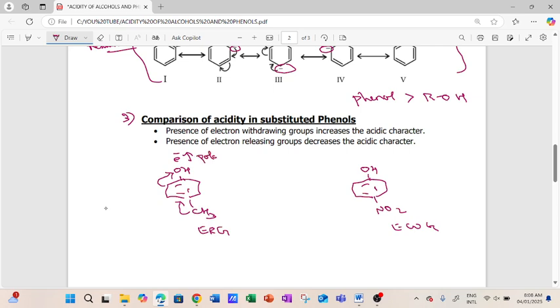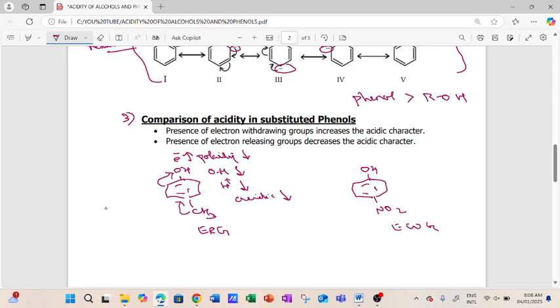When electron density increases, the polarity will decrease. As polarity decreases, the breaking of OH bond will be less. So H plus ion losing will be decreasing. So that acidic character also decreases. Everything decreases because of increased electron density.